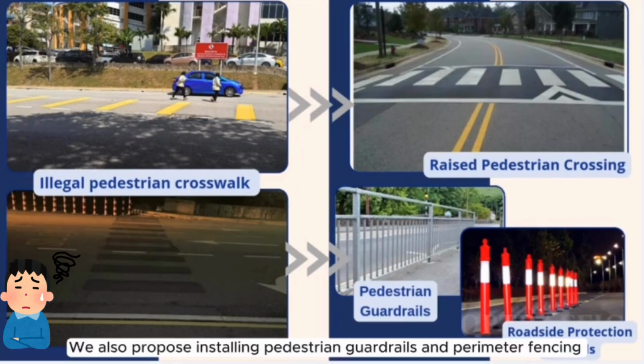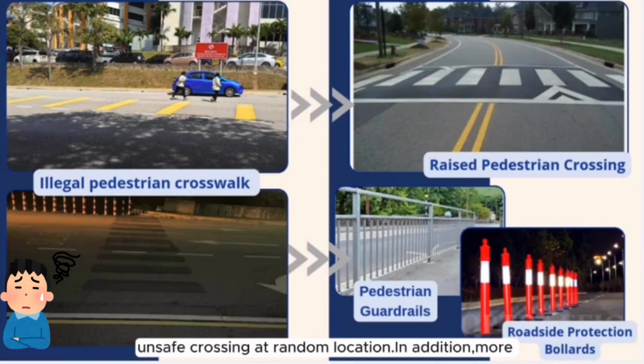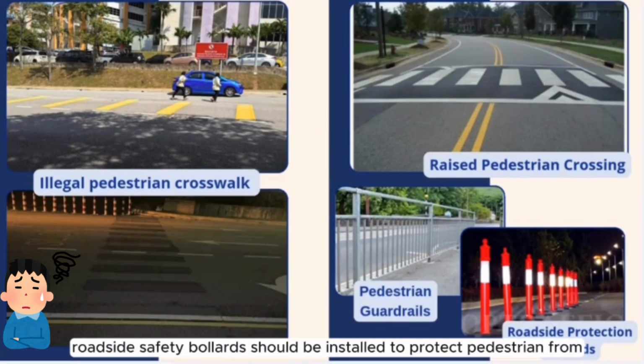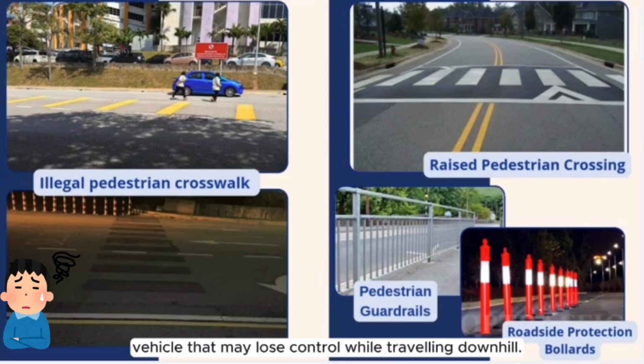We also propose installing pedestrian guardrails and perimeter fencing to guide pedestrians toward the designated crossing and discourage unsafe crossing at random locations. In addition, more roadside safety bollards should be installed to protect pedestrians from vehicles that may lose control while traveling downhill.